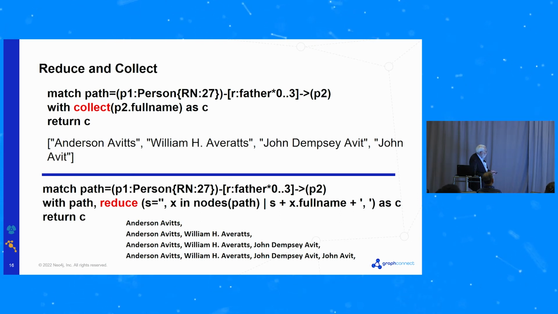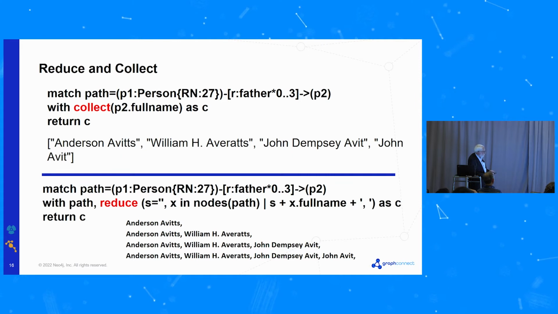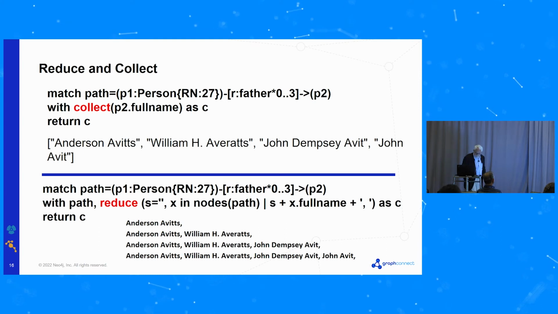In this case, we're doing the path from me to an ancestor and creating a sequence of path reduced string. This is interesting of itself, but you can now start to collect other things here that are based on other things that are in these relationships.